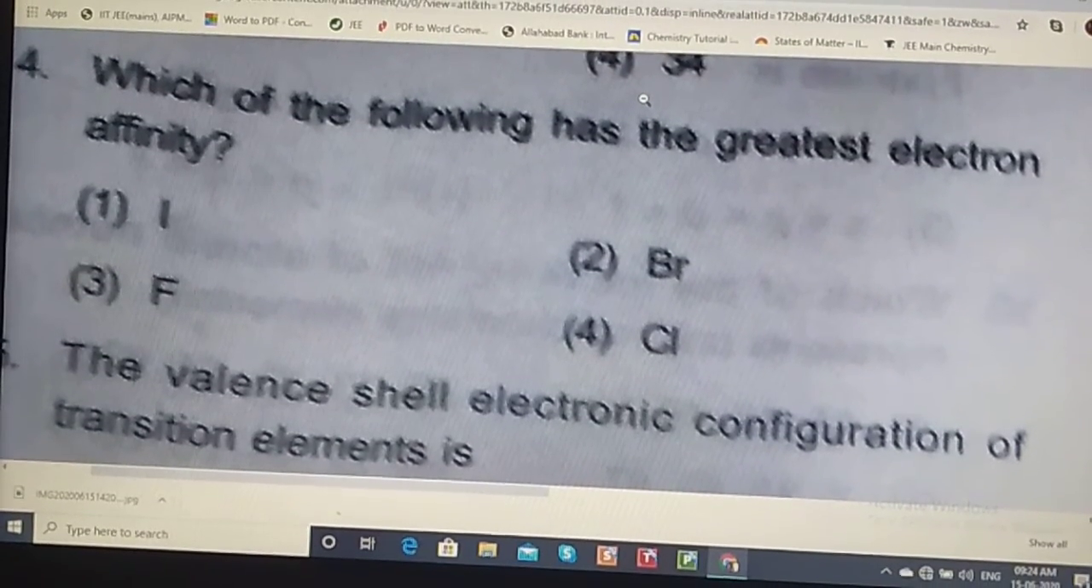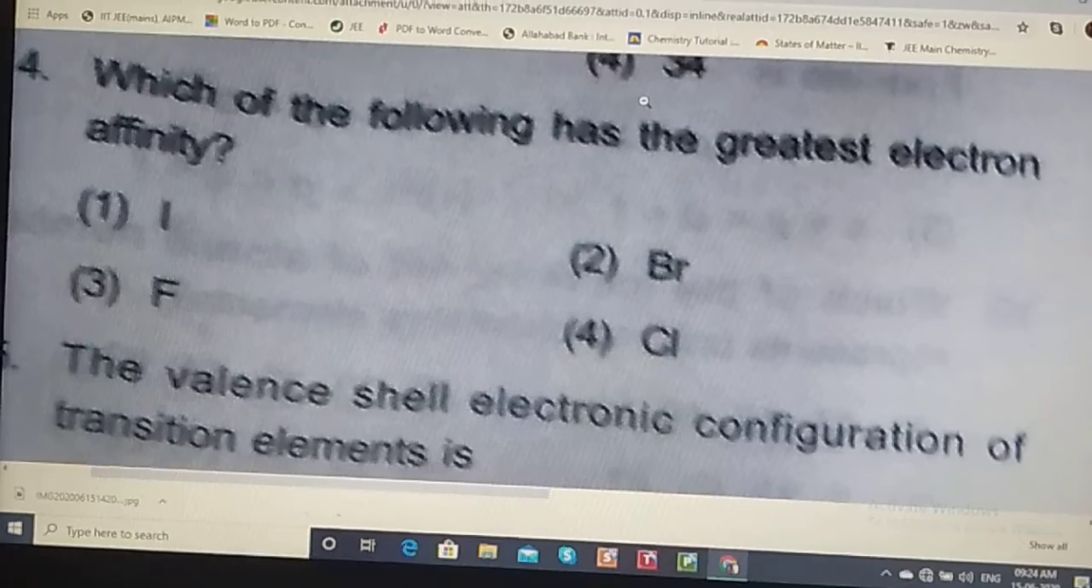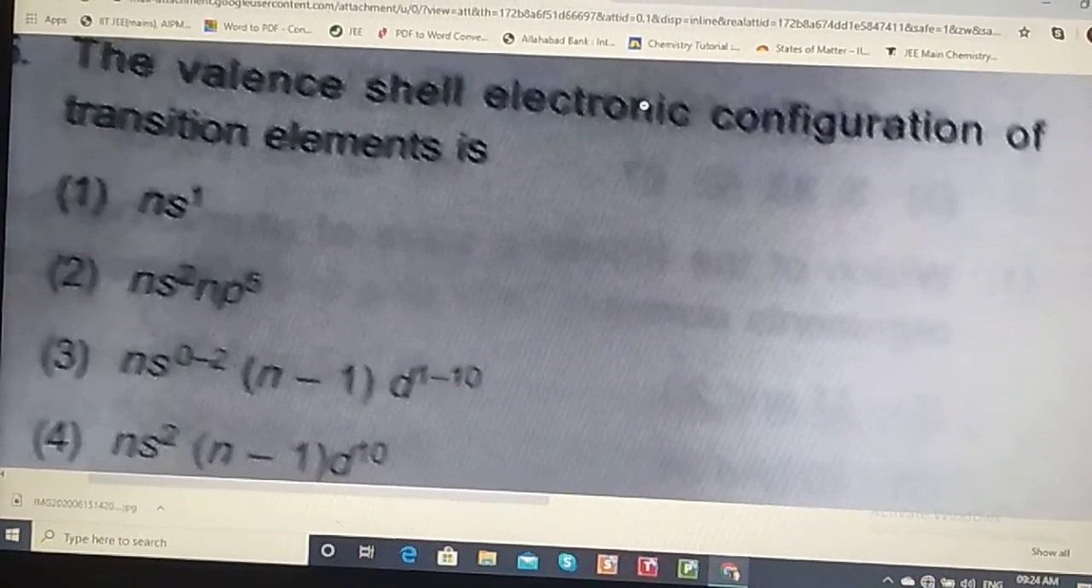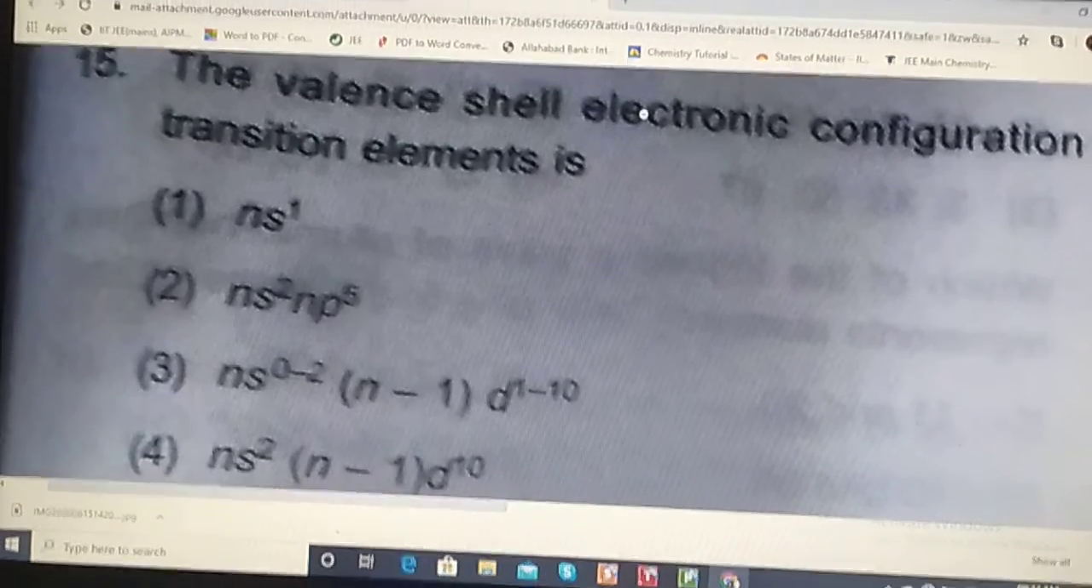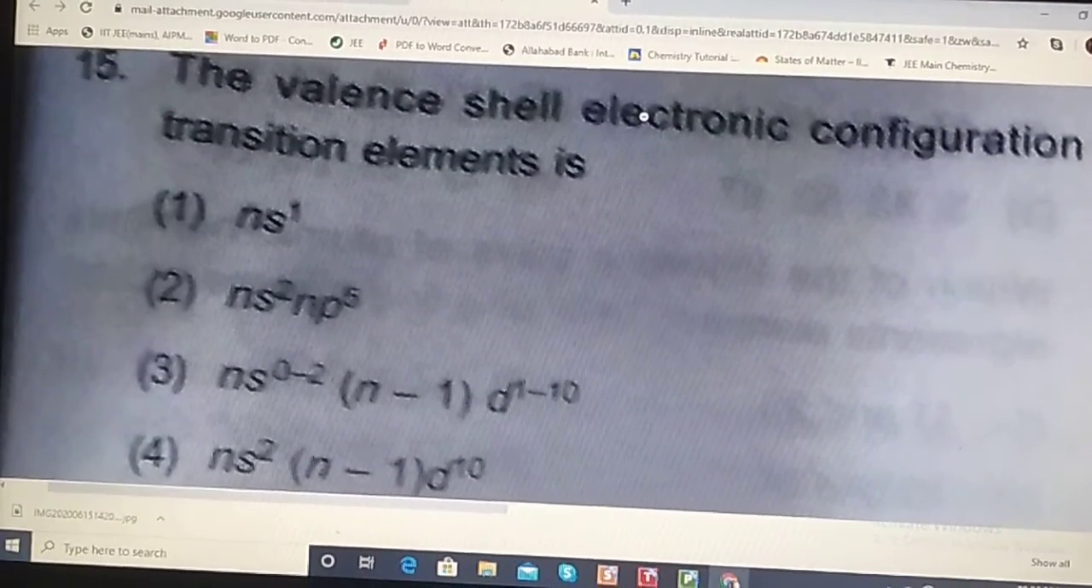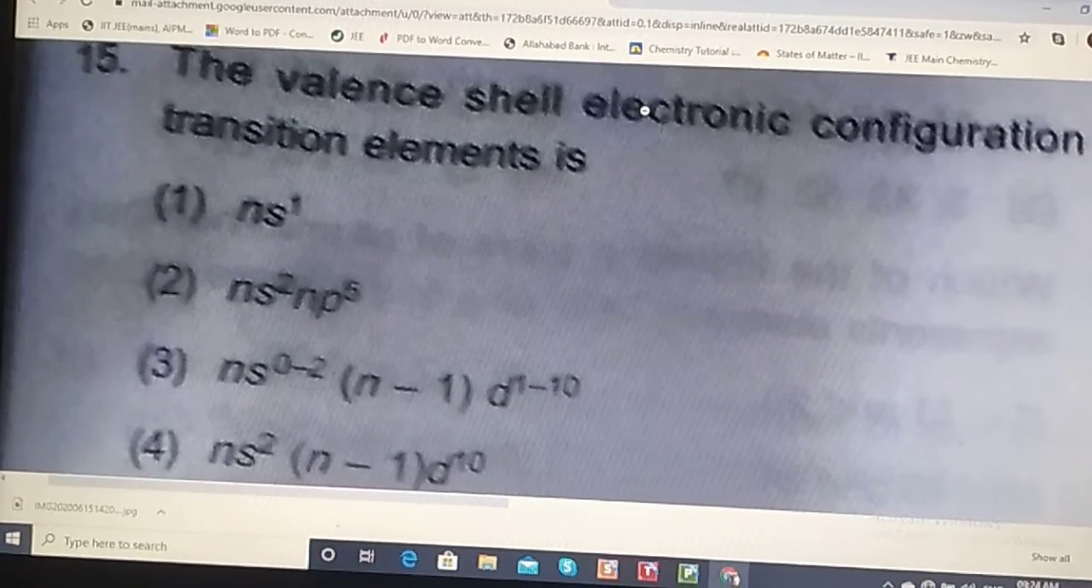Now students, question number 15. What is question number 15 saying, students? It asks about the valence shell electronic configuration of a transition element.